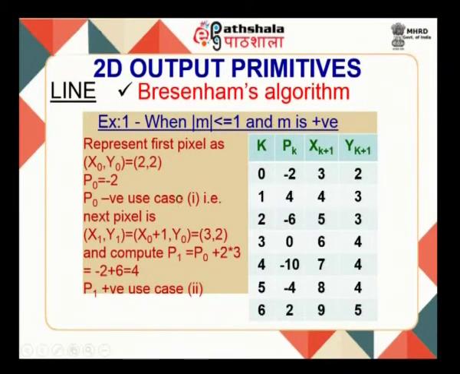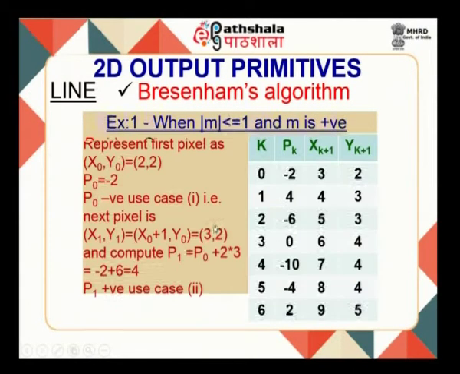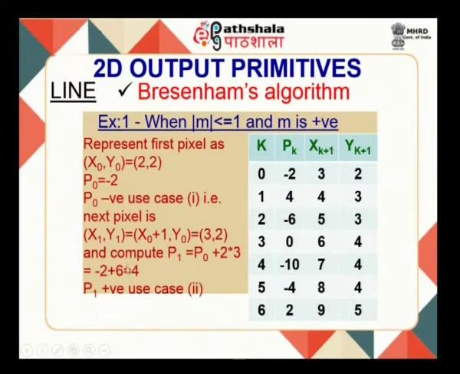For the next decision parameter, which is p 1, compute p 1 using the equation P 0 plus 2 delta y, because we are in this case. So, P 0 plus 2 delta y, that is P 0 is nothing but minus 2, plus 2 into delta y, which is 3. So, minus 2 plus 6 is 4.